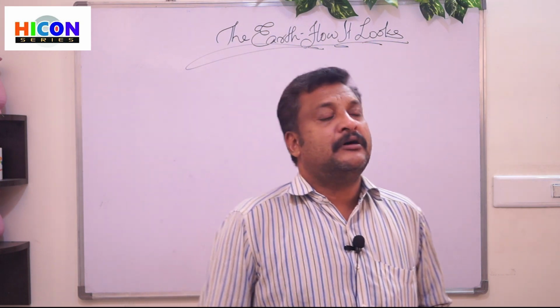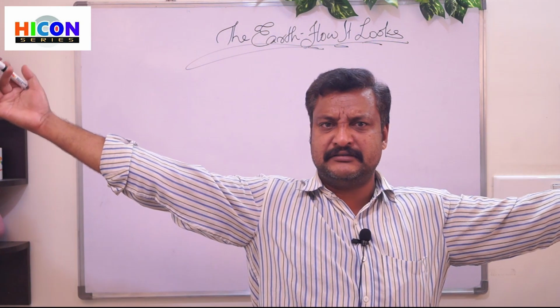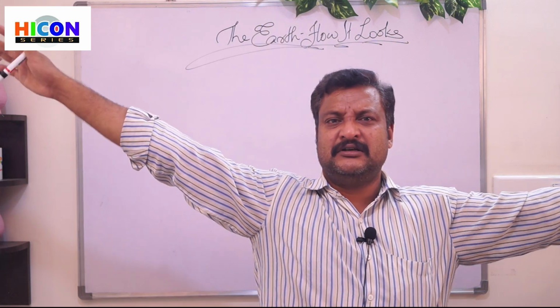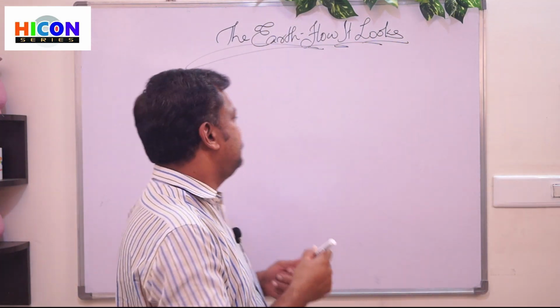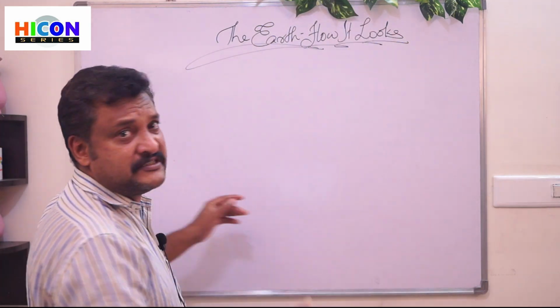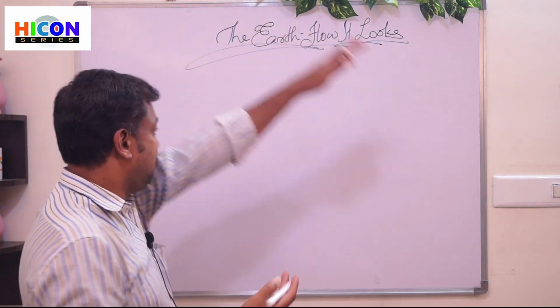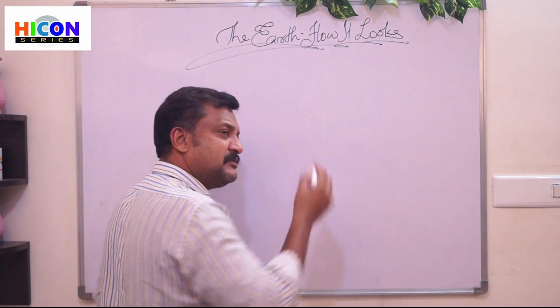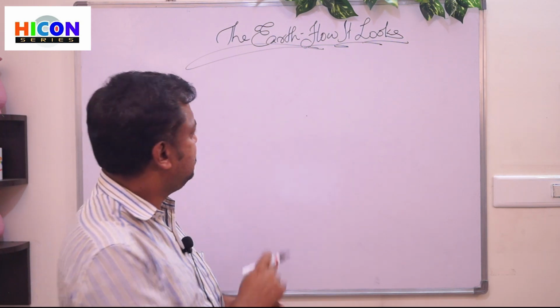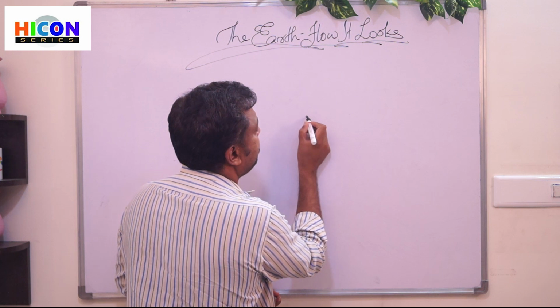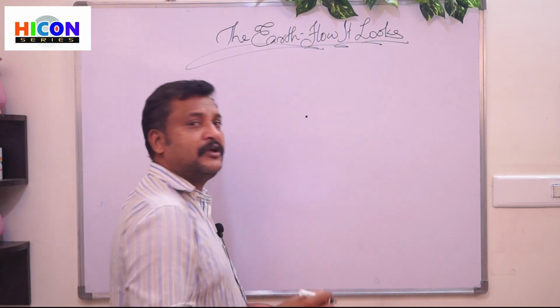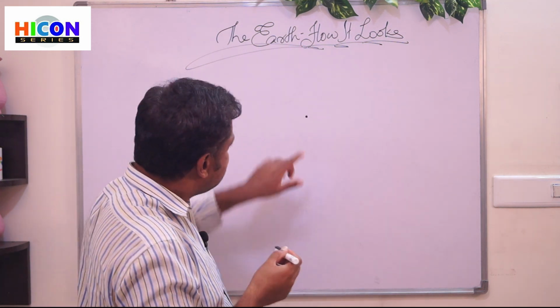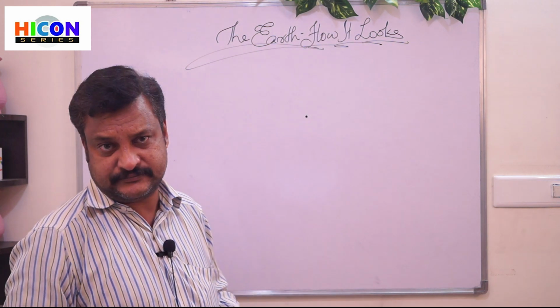Now, earth is very big, isn't it? It's so big. If this board is the earth, the entire board is the earth, what we see around us is just this much, just a dot. Can you see this dot? So this is what we see on this earth.